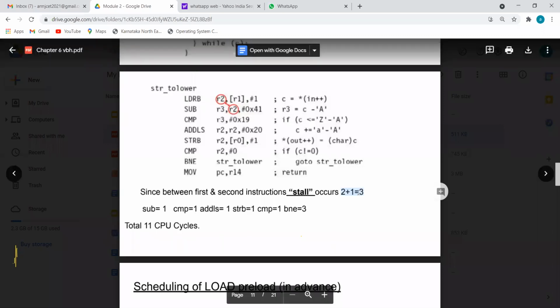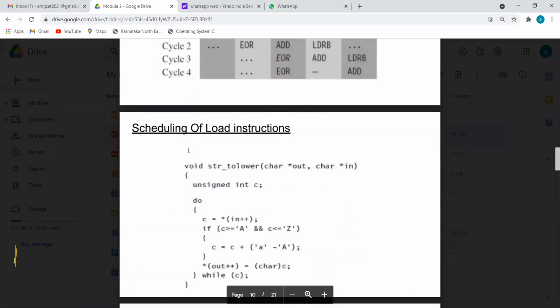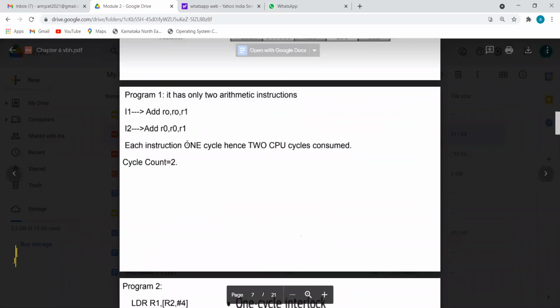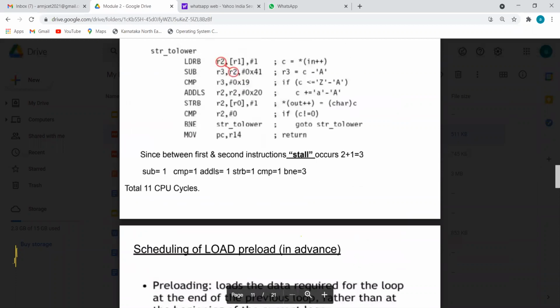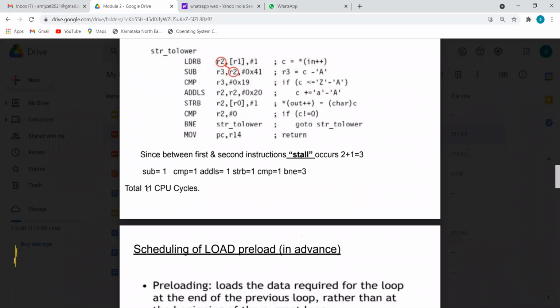Now you see subtract, compare, addition, string compare, string byte, and comparison. These all will take 1 each, so 3, 4, 5, 6, 7, 8. So far it is 8. Now we have the instruction called branch, which will take 3. Hence 8 plus 3 is 11. So it will take 11 CPU cycles.